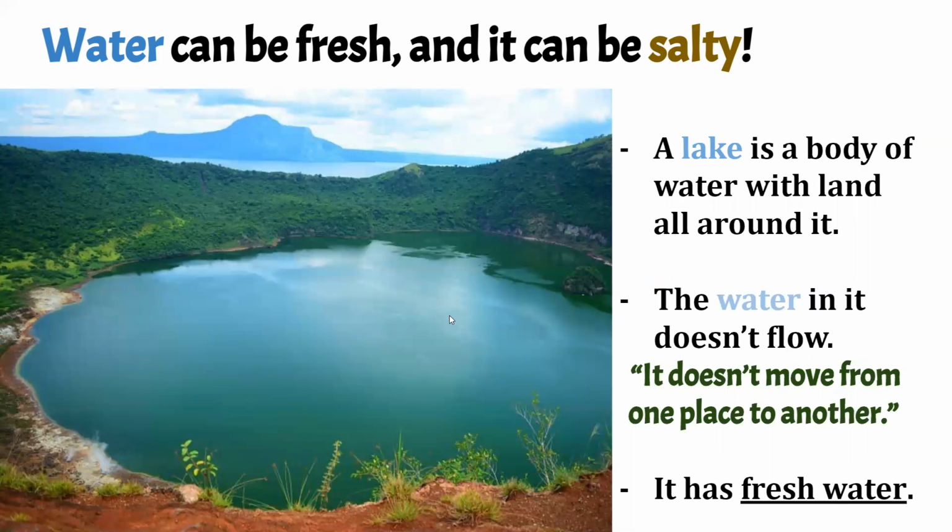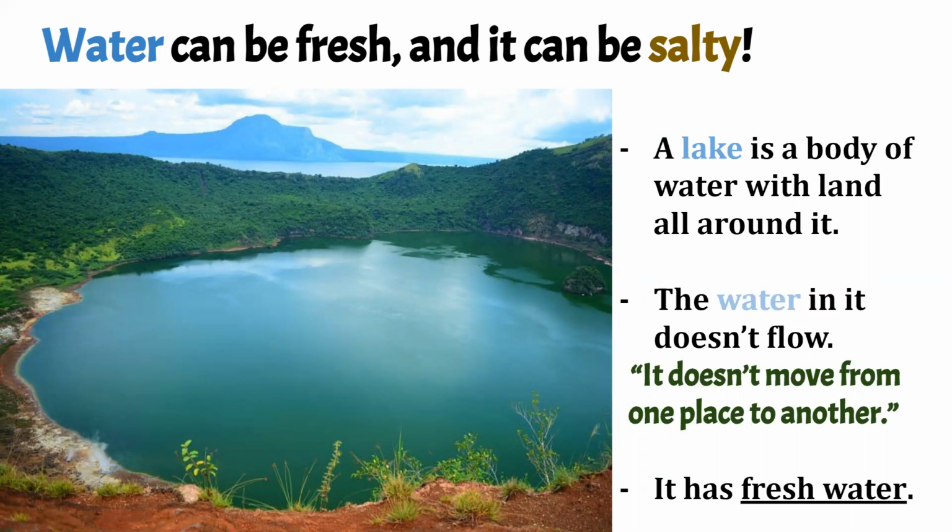Okay, the third thing is a lake. A lake is a body of water with land all around it, and the water in it doesn't flow. Okay, the water in it doesn't flow because it's a closed area, all around it, as you can see. It doesn't move from one place to another. And we have to know that the lake has fresh water. It doesn't have salty water. It only has fresh water, okay?